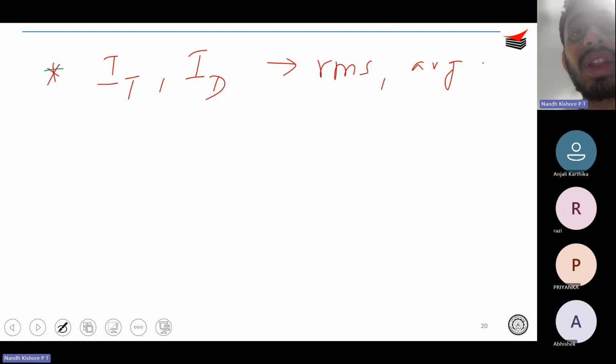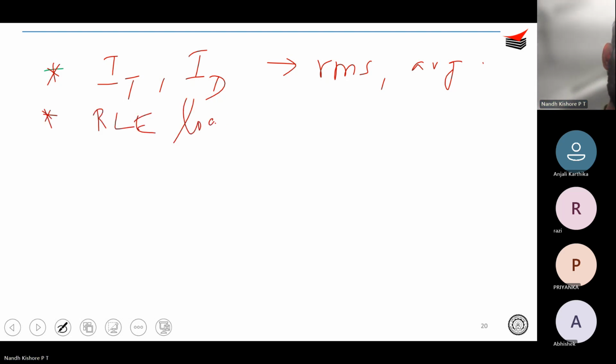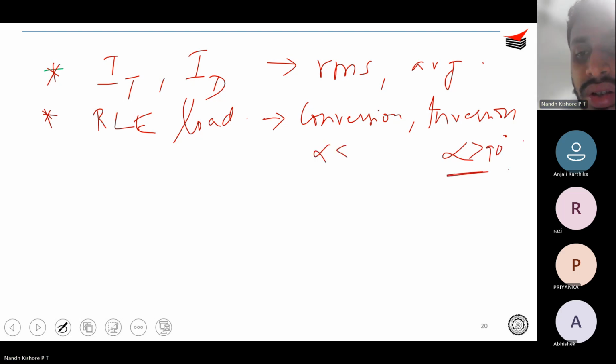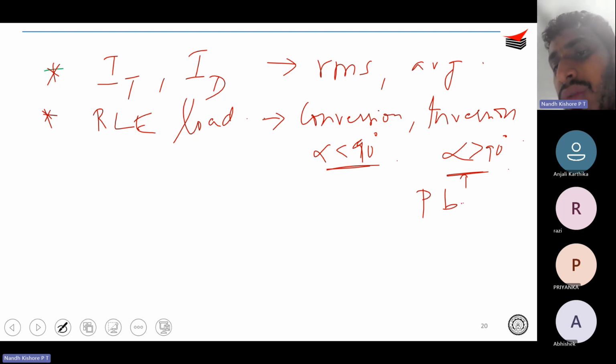We saw converters with RLE load as well. Problems with RLE load, okay, wherein you have a battery. In that we saw problems with both conversion as well as inversion, right? So when does inversion occur? If alpha is more than 90 degrees, correct? In a single phase case. So you saw that power can be delivered back to the source in this case, right? Power is delivered back to source in this case.